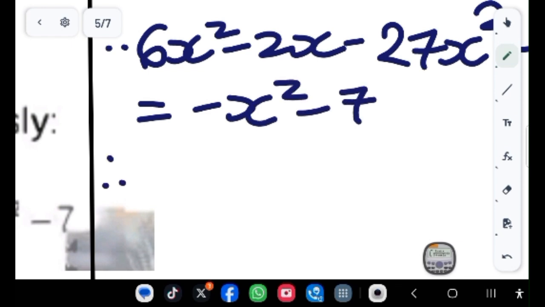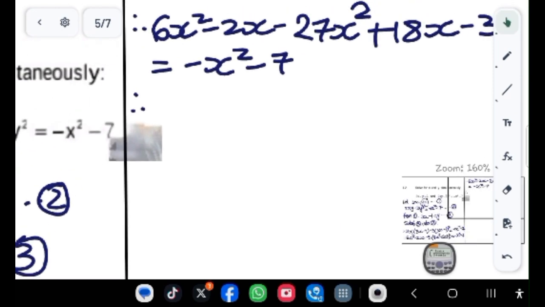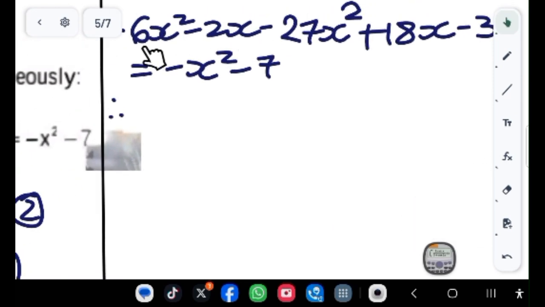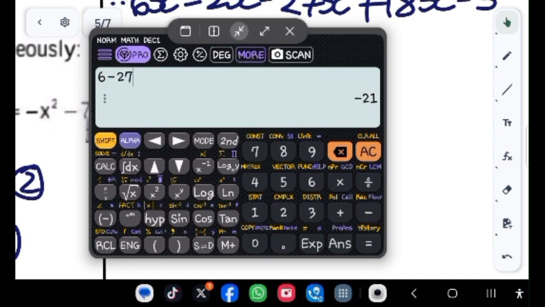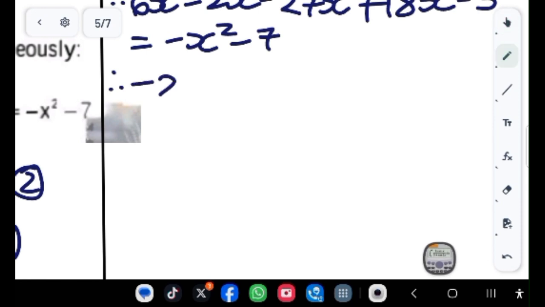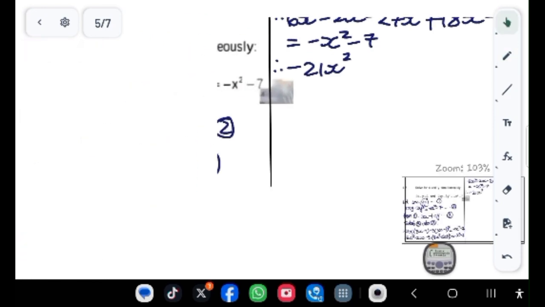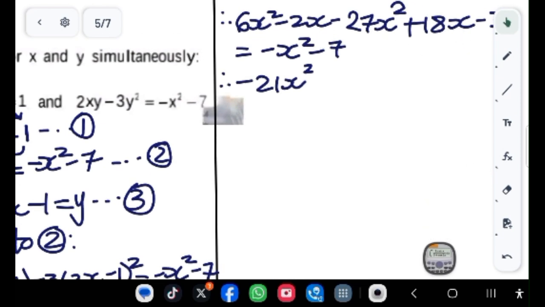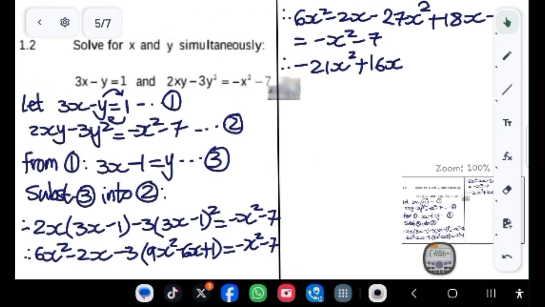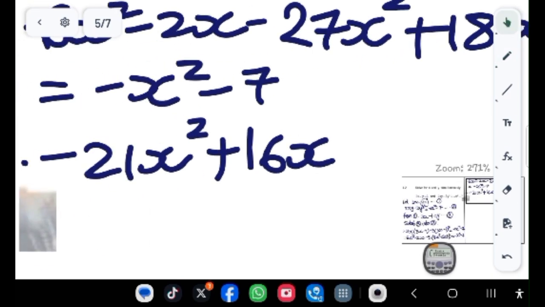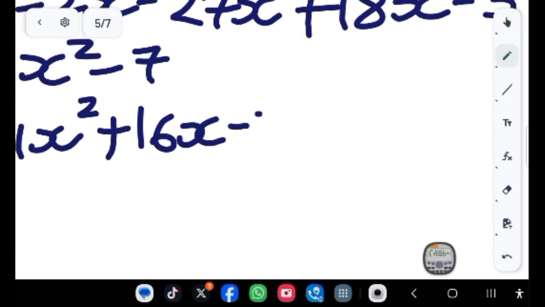We can take everything to the left hand side, but before we do, let's add whatever it is that we can add on the left hand side. 6x squared minus 27x squared, 6 minus 27 gives us negative 21x squared. Then the x is 18 minus 2, that gives us 16, plus 16x. And then the number is minus 3 on the left hand side, equal to negative x squared minus 7.